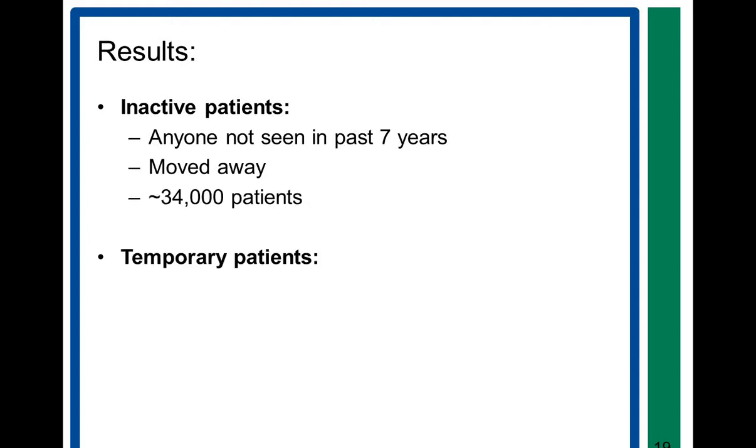Our second step was then to change all patients who had been seen in the clinic in the past 7 years, but who were unassigned to a panel, to temporary status, which we'd never used before. So this resulted in 22,000 patients being labeled as temporary. So just in the first 2 steps, we were able to change the status of about 50, what does that end up to? 56,000 patients.